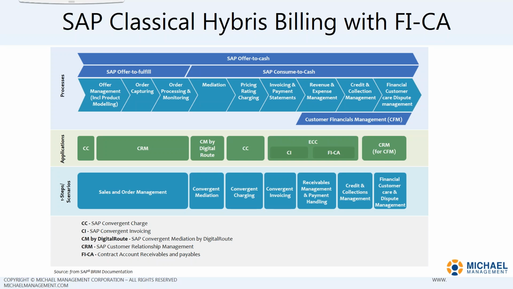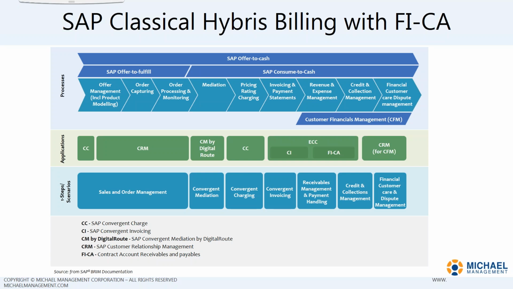So long story short, the core product modeling and the offer management is done between SAP convergent charging and SAP CRM. The mediation, which is the one that actually measures how much customers are using, the actual usage, right? So that's handled by Digital Route with convergent mediation. There's actually a separate company, but it's very tightly integrated with the overall SAP solution, which is called the SAP CM, the convergent mediation. And then the core pricing rating, once the usage data comes in, right?